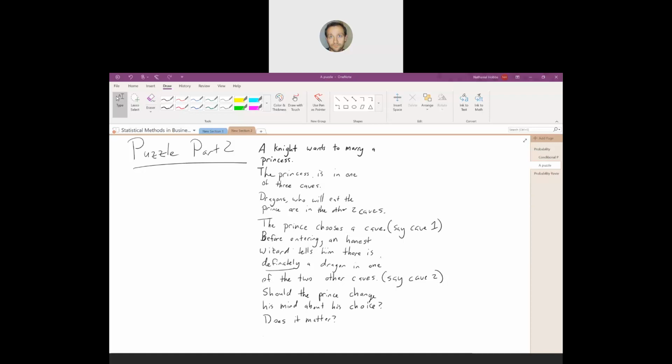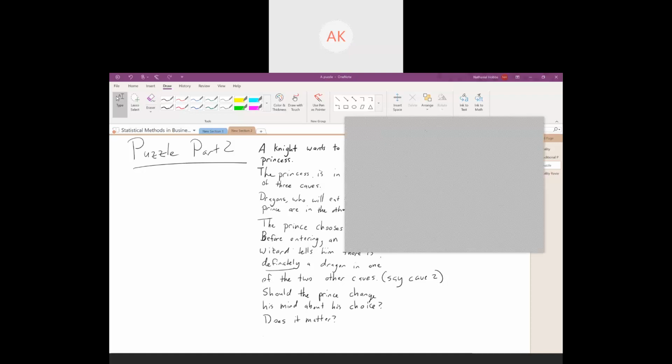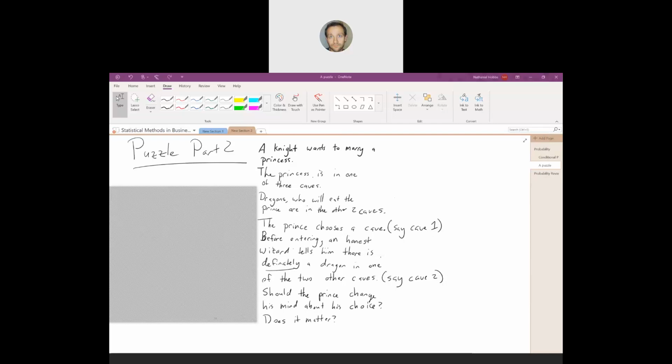Are there any questions before I send you off on this? Does the setup make sense? I have a question. Yeah. It says that the wizard tells them that there is definitely a dragon in one. Oh, one of the two other caves. I'm sorry, I read it wrong. All right, thank you. Yeah, and the wizard actually tells him which cave that is.